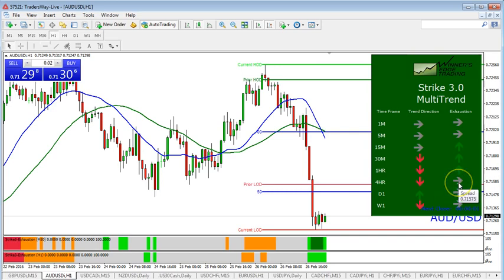So on the 4-hour, it's sideways on the exhaustion. This exhaustion indicator is also the same as what you see here, but this makes it helpful because here you're only seeing 2 time frames. Over here you're seeing everything.